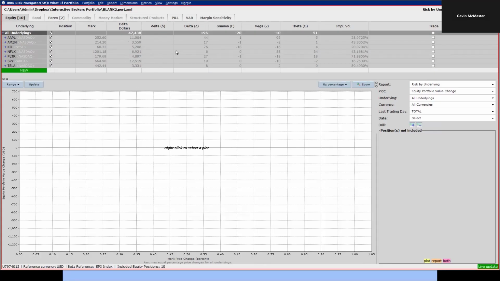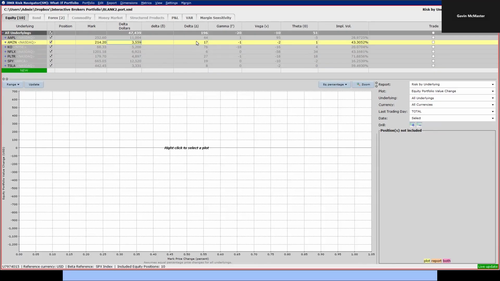And again, each individual position is the position delta times the stock price. So you might notice a really high value stock like Netflix has a low delta of 6, but it has quite a high delta dollars. And it actually has a higher delta dollars than Amazon, which has a higher position delta of 17.